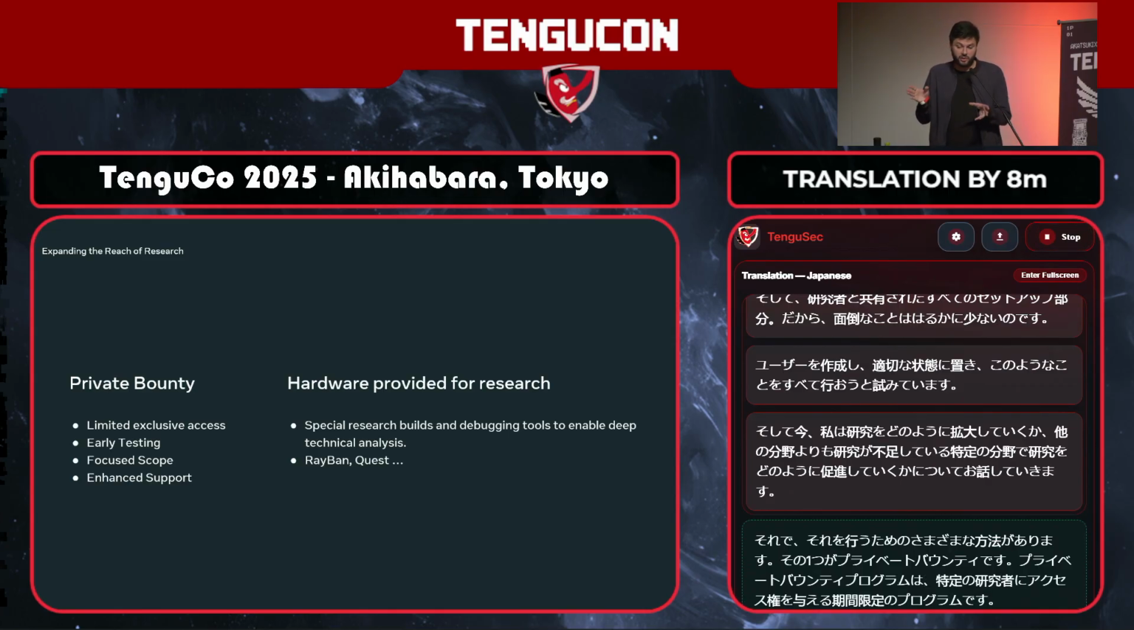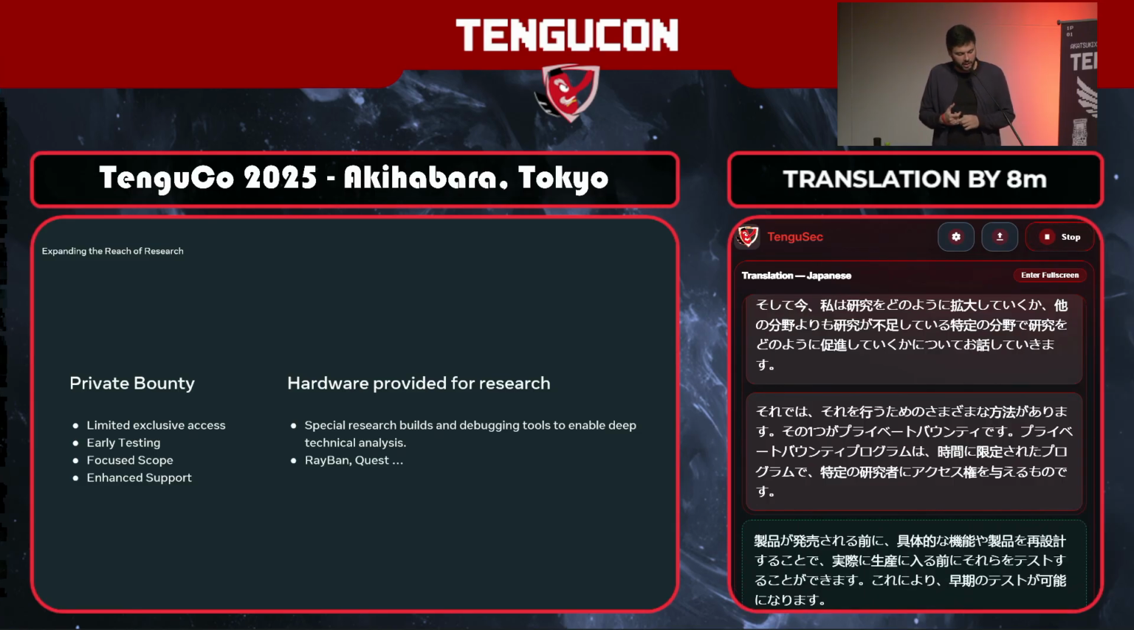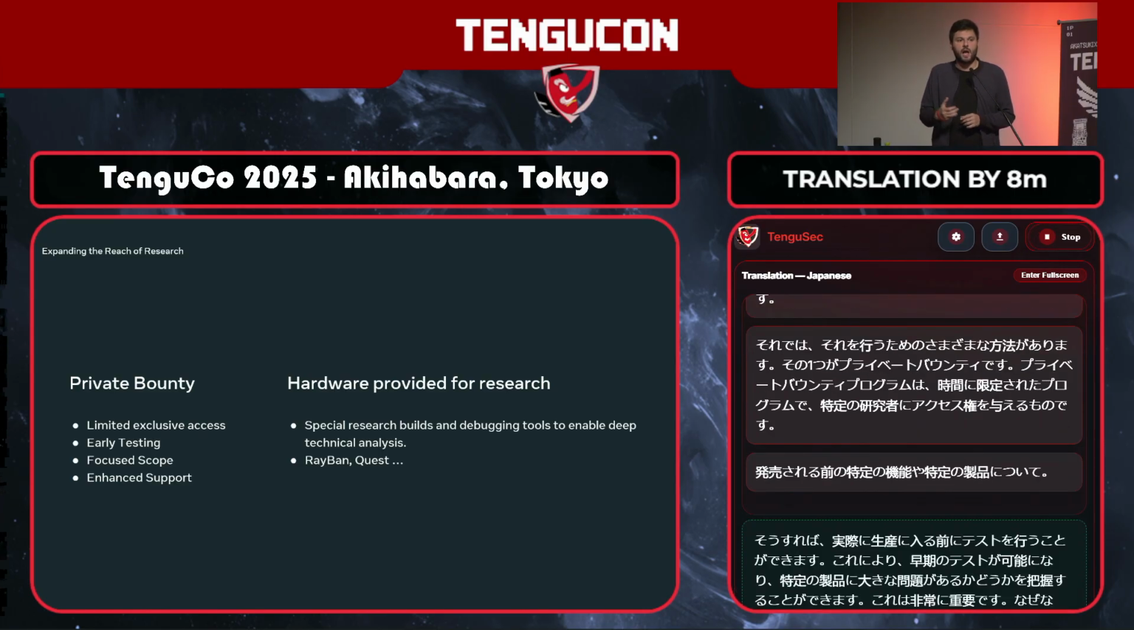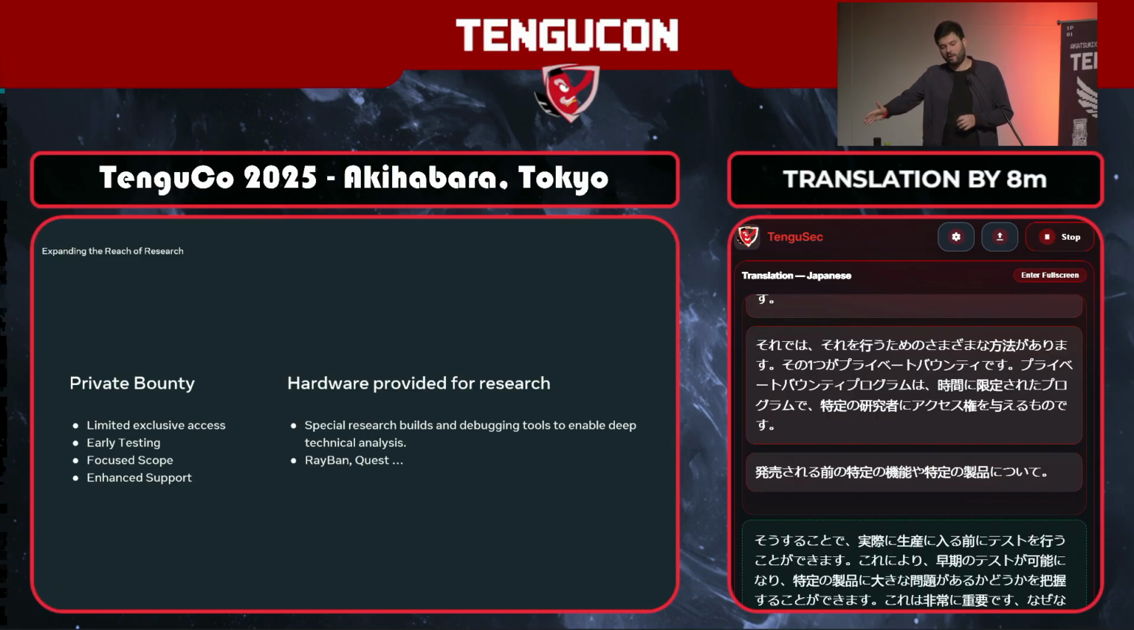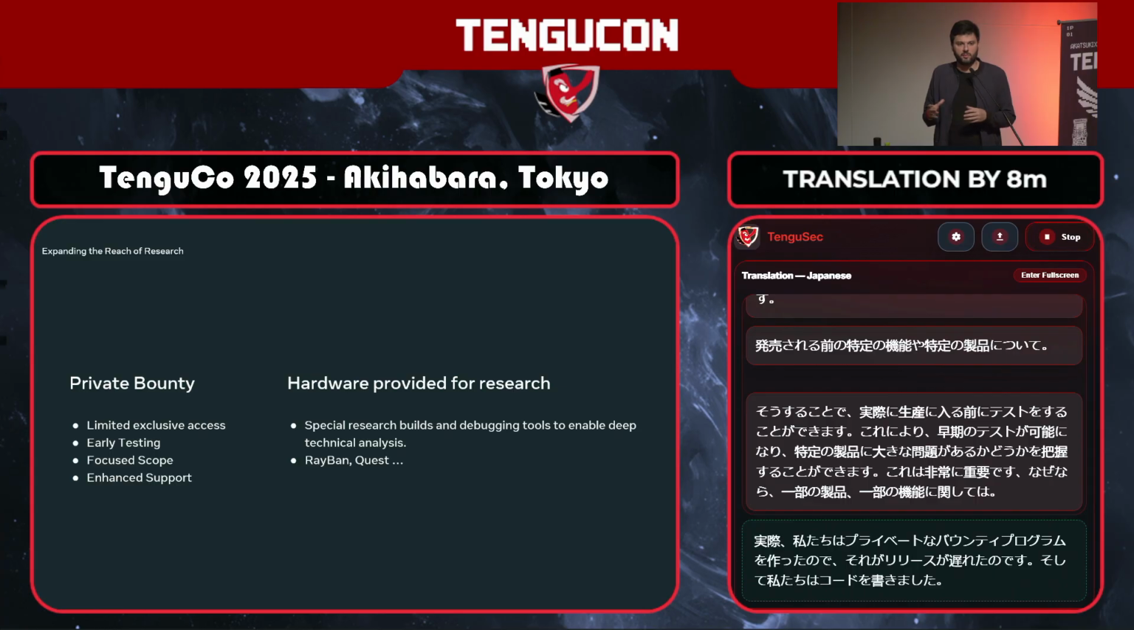a specific feature or a specific product before it's launched, so they can test it before it actually goes into production. This allows early testing. This allows us to figure out if there is a major issue in certain products. This is very important because some features actually got their launch delayed because we made a private bounty program and we uncovered very big security issues, very big security flaws during that phase.